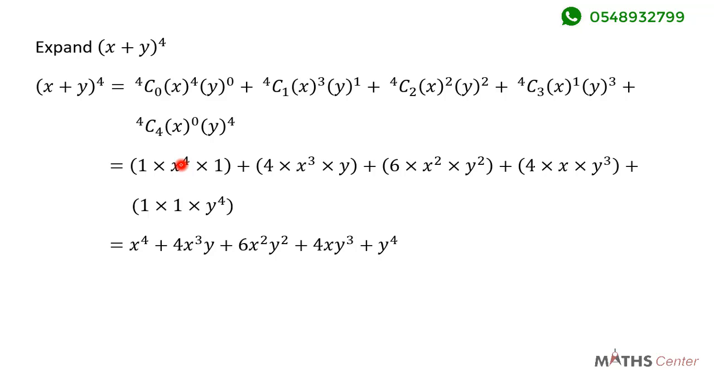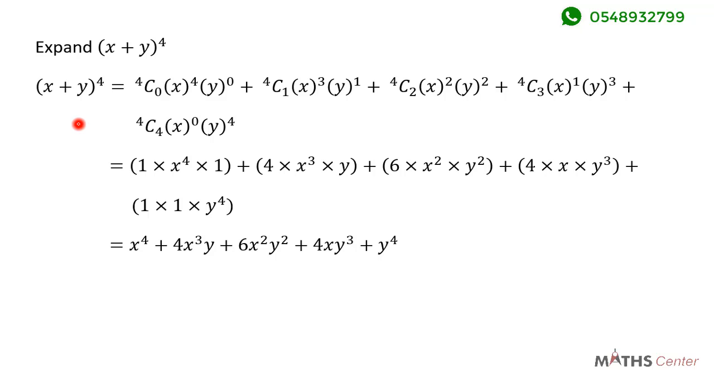1 times x exponent 4 times 1 gives us x exponent 4. 4 times x cubed y gives us 4x cubed y. 6 times x squared y squared gives us 6x squared y squared. 4 times x times y exponent 3 gives us 4x y exponent 3. 1 times 1 times y exponent 4 gives us y exponent 4. So this is the expansion of x plus y exponent 4.